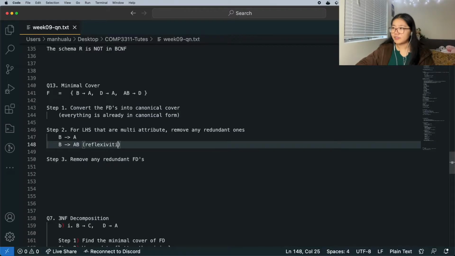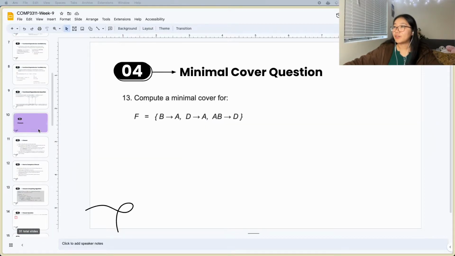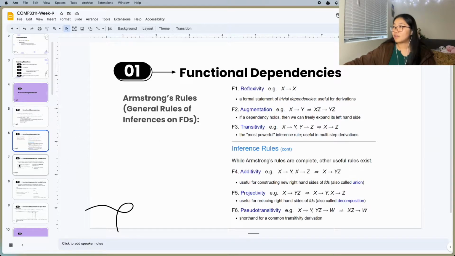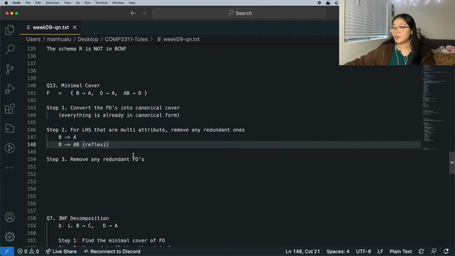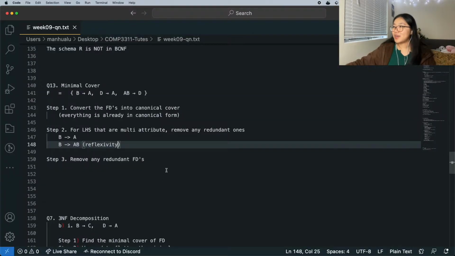Reflexivity? Am I spelling that right? Reflexivity. Okay, I may be spelling this wrong, but here's the slide anyways for you guys if you want to reference that. Reflexivity. There we go. I'm definitely illiterate. And yeah, let's go back to the steps there.